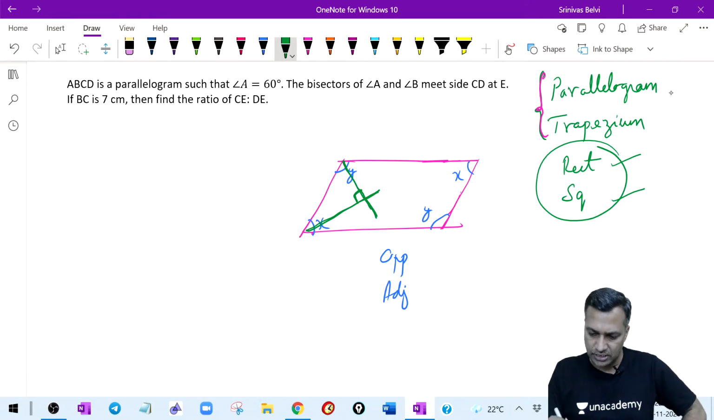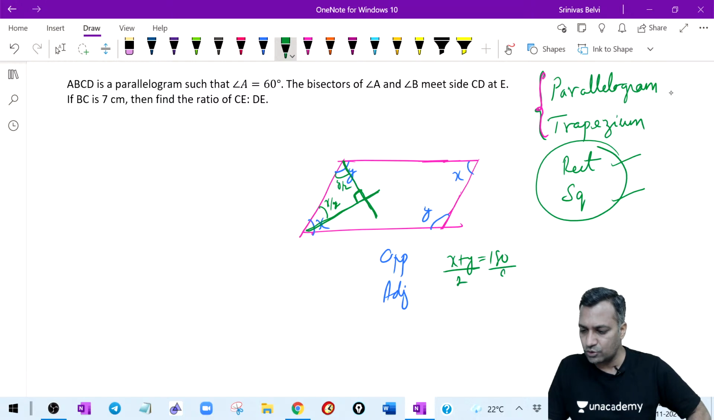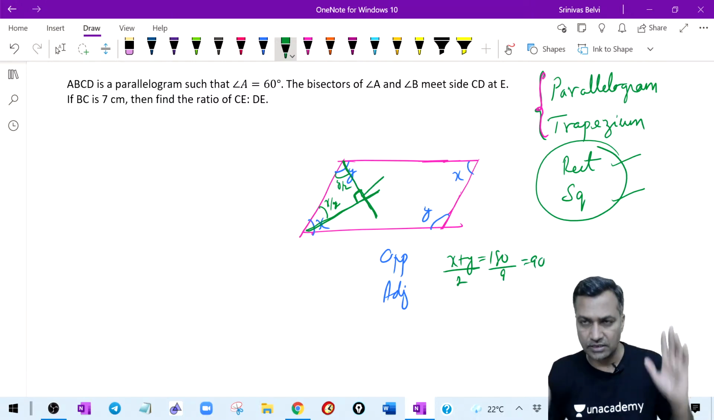These green lines are the angle bisectors. Why? Because this angle has become x by 2 and this particular angle has become y by 2. We know that x plus y is equal to 180 degrees. Therefore, x by 2 plus y by 2 is 90 degrees, and hence they meet perpendicularly. These are certain things that you should know.